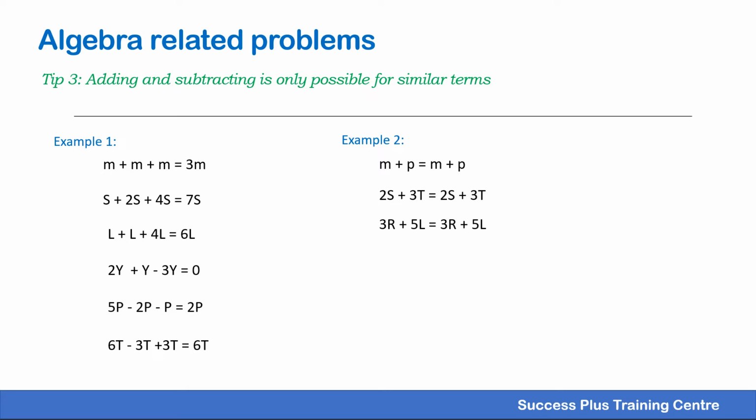Example 2 shows different terms in each one of the equations. Let's solve the first one. M plus p equals m plus p. It's not possible to add m to p. 2s plus 3t equals 2s plus 3t. Likewise, you cannot add s with t. They are two different terms. And finally, 3r plus 5l equals 3r plus 5l. So you can only add and subtract terms if they were similar terms.